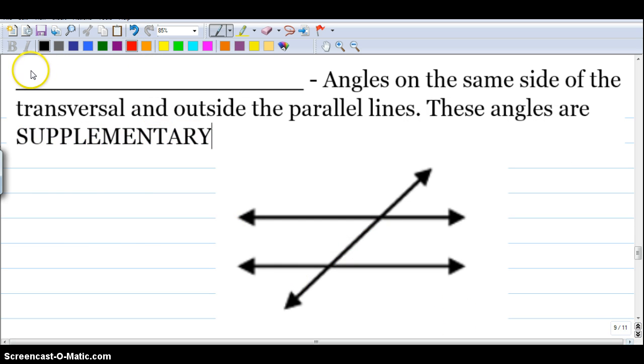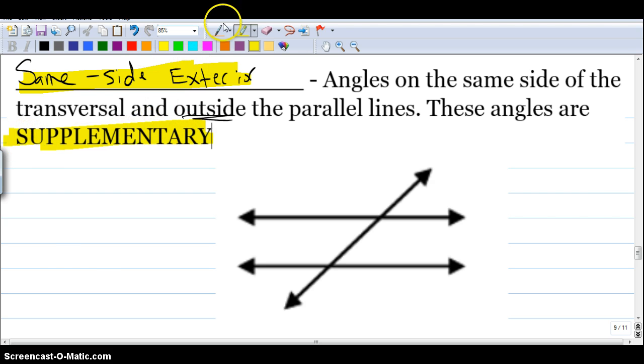On this one, these are the same thing as the other ones except they're on the exterior. Same side exterior. So these angles are on the same side except they're on the outside. Same side exterior is supplementary. Is equal 180.